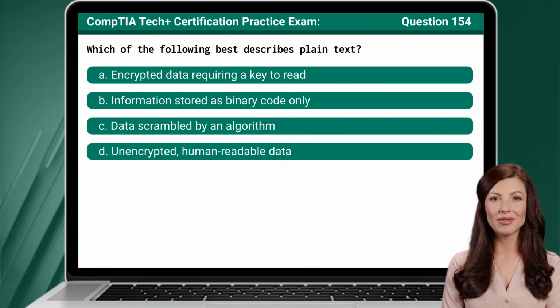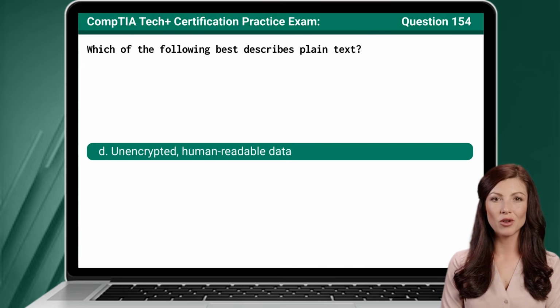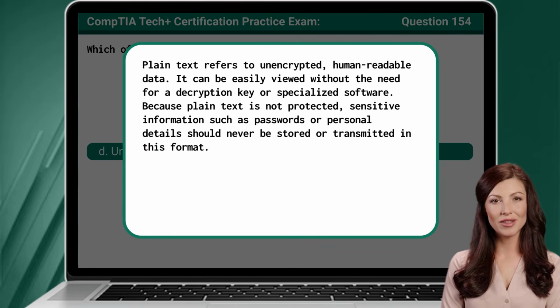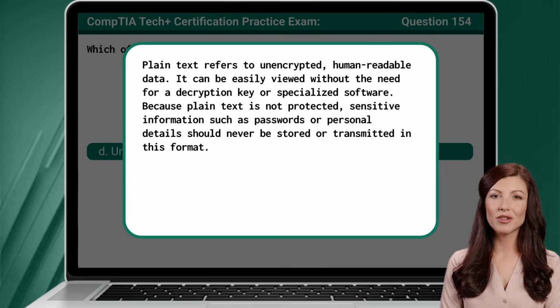The answer is D. Unencrypted, human-readable data. Plain text refers to unencrypted, human-readable data. It can be easily viewed without the need for a decryption key or specialized software. Because plain text is not protected, sensitive information such as passwords or personal details should never be stored or transmitted in this format.